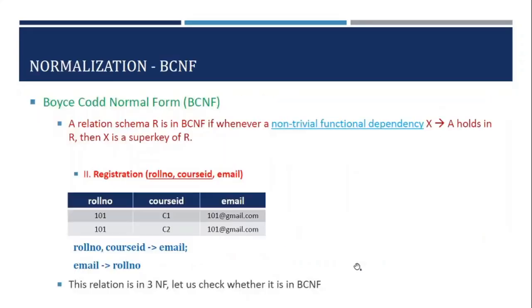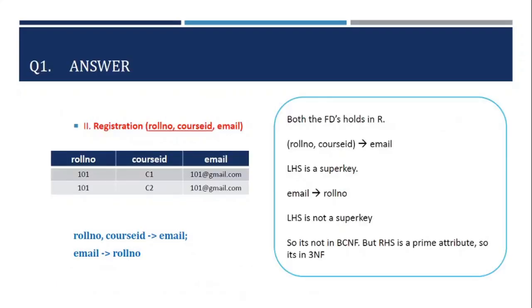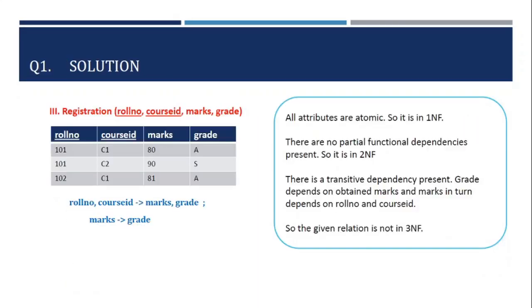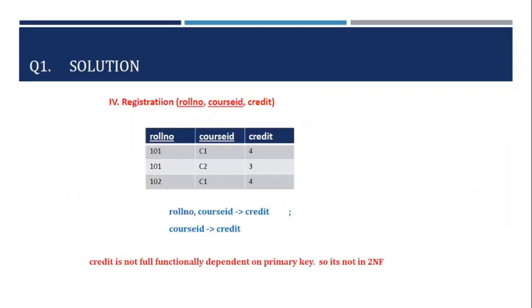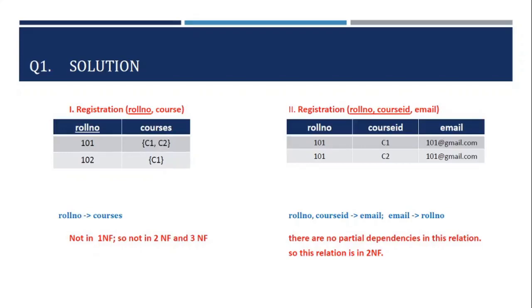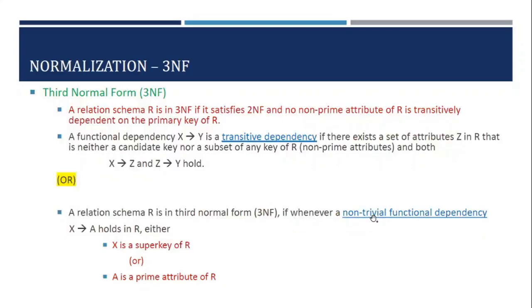Next, let us check whether this schema is in third normal form. For third normal form, let us apply the second definition that we have here. Whenever any non-trivial functional dependency holds in R, either the left hand side should be a super key or the right hand side should be a prime attribute.